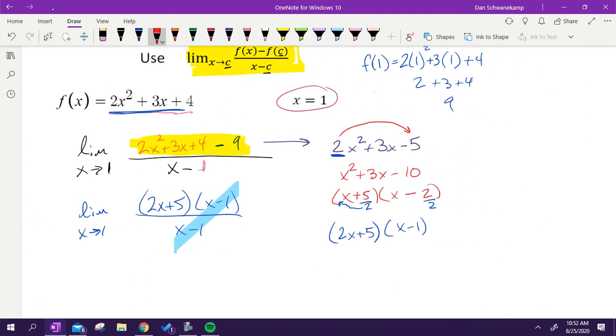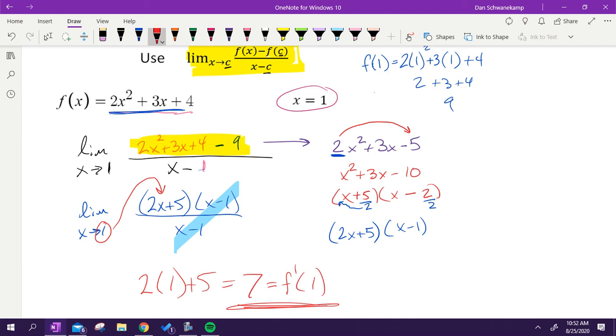Now what do I need to do? Plug in 1. Take that 1, plug it in. I get 2 times 1 plus 5. I get 7. This doesn't get me f prime of x. This just gets me f prime at 1. It finds a slope at a specific value. Okay, that is the answer that I get there.